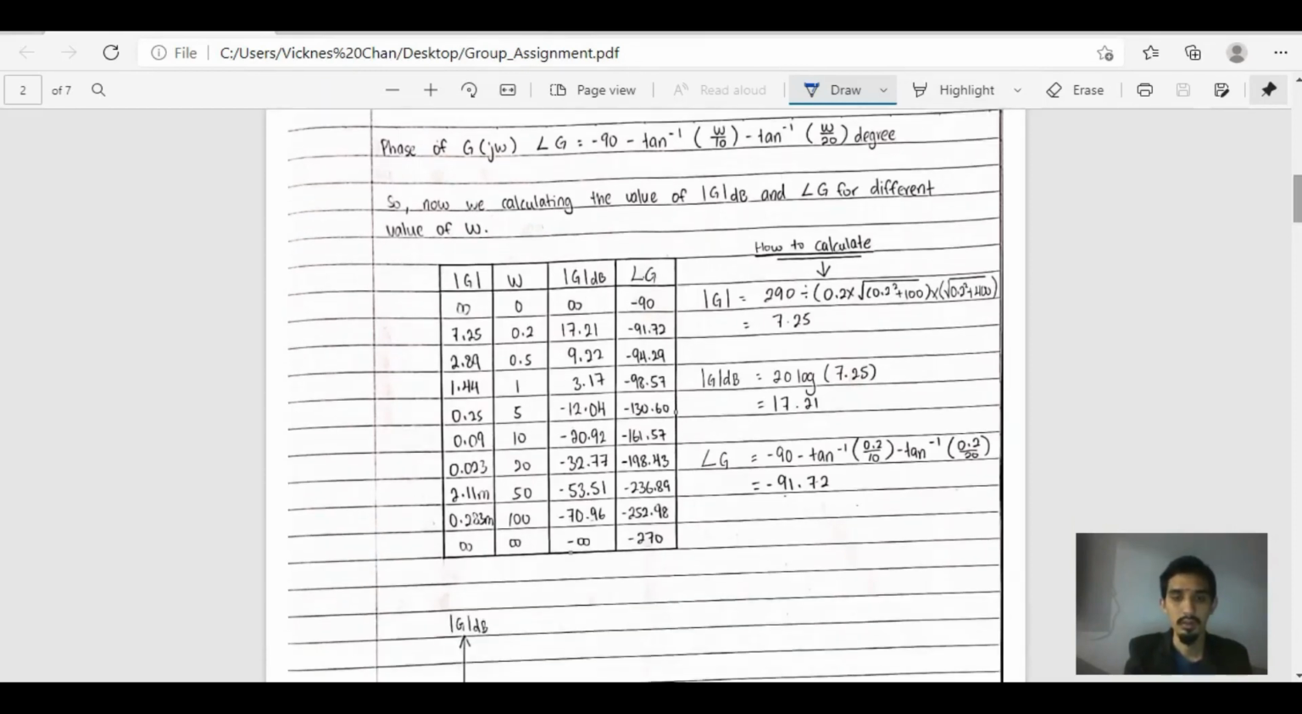Okay, this is a table that we are going to use for our simulation and the graph. Here is our gain value, omega, magnitude, and also phase angle. Okay, this is our gain, magnitude, and phase angle.